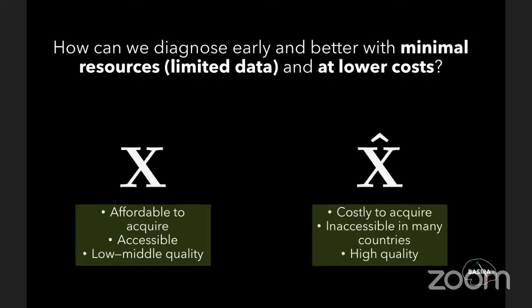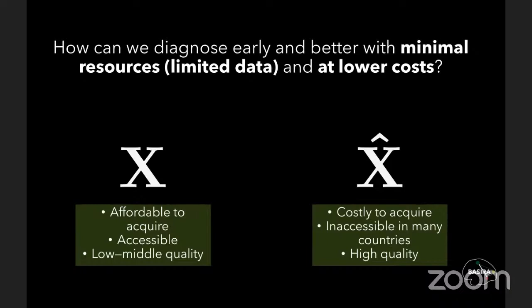And what we want to create or generate is data, X hat, that is actually costly to acquire, inaccessible in many countries or many facilities. And when I say countries, you can be in the UK and not have access to such facilities. So when we design affordable AI, we design it for everybody. It's for the whole world, not just the other half, yeah? And also we want to have a high quality of the data.